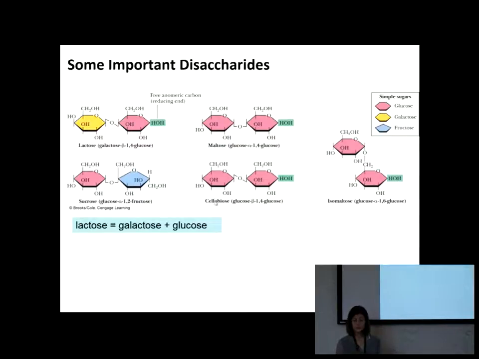Cellulose is the polysaccharide, and it's a beta 1,4. None of us have the enzyme that can break up a glucose-glucose beta 1,4. We don't. Who does? Who has the enzyme?